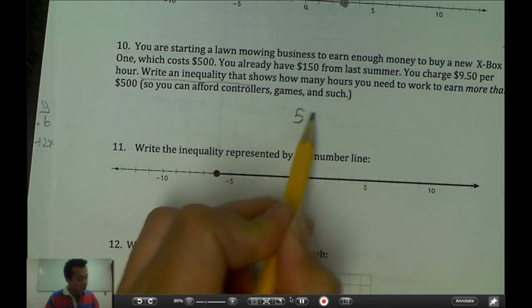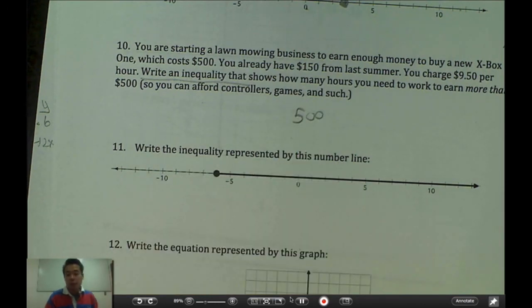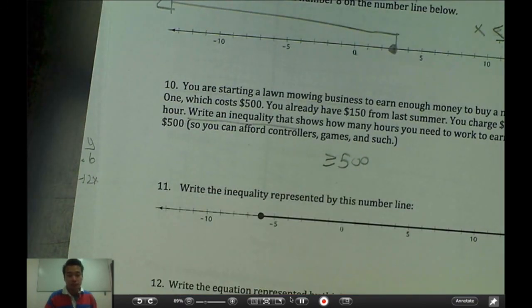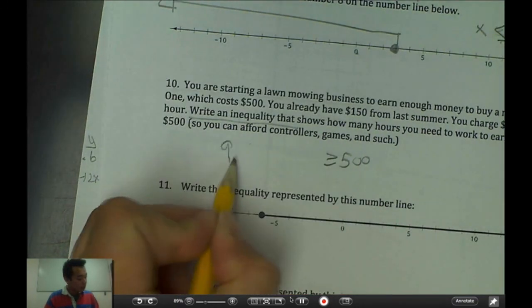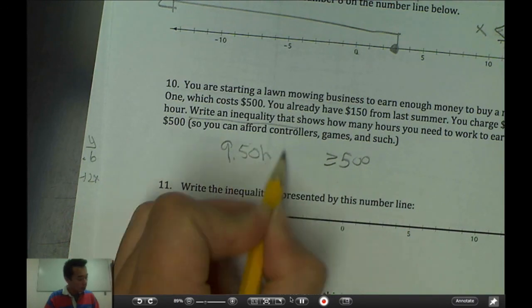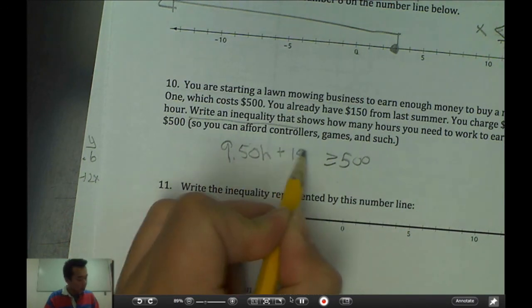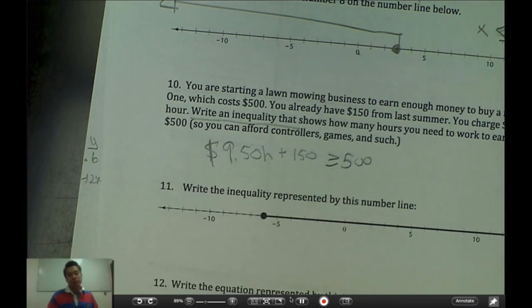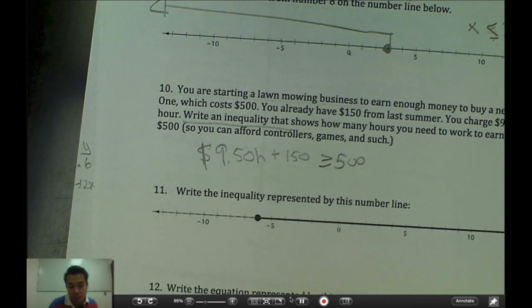So $500. That's the base price. I need to make more than that. So I'm going to set it up like that. I know that I make $9.50 an hour plus the $150 I already saved. That's it. If you want to, you can put the money there, the dollar sign there.